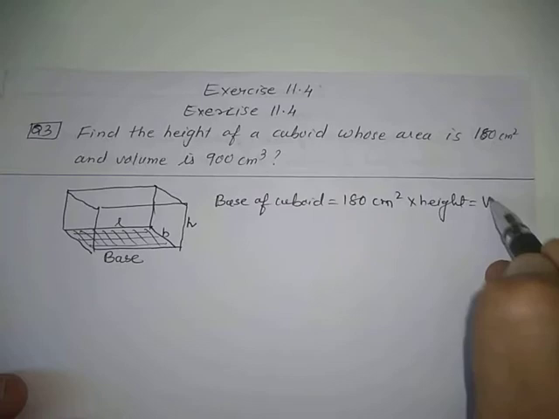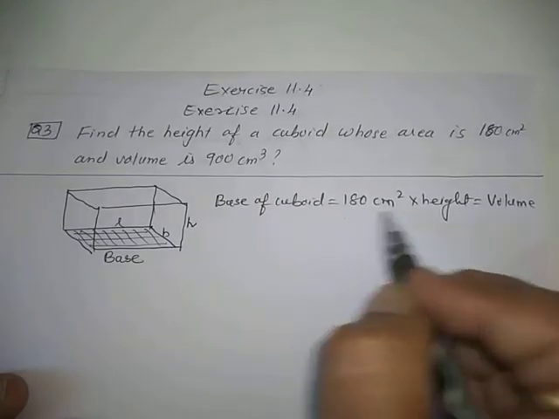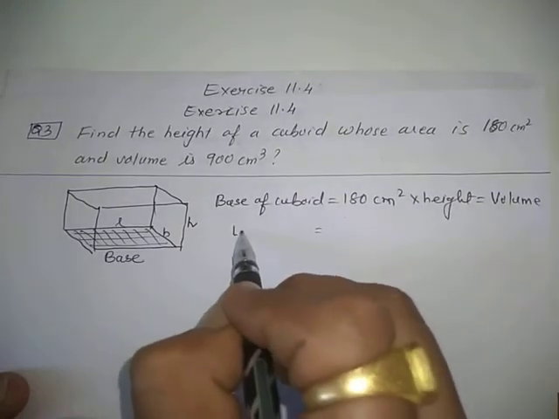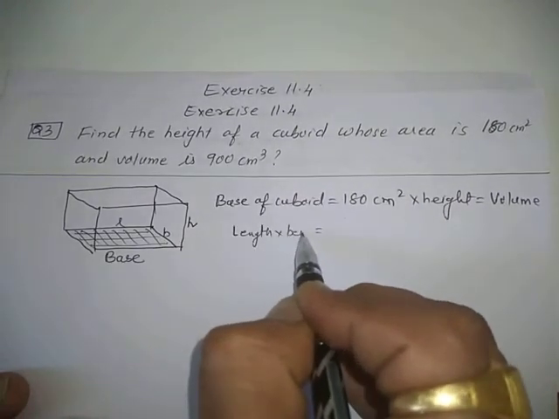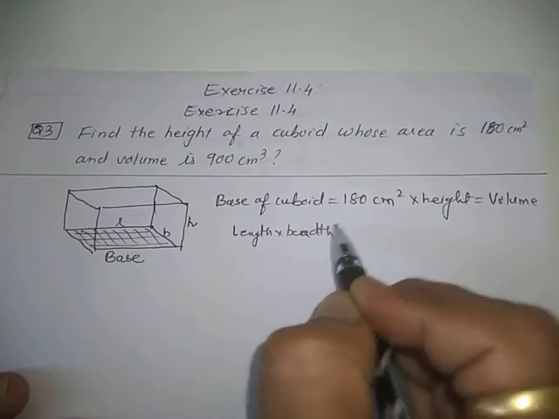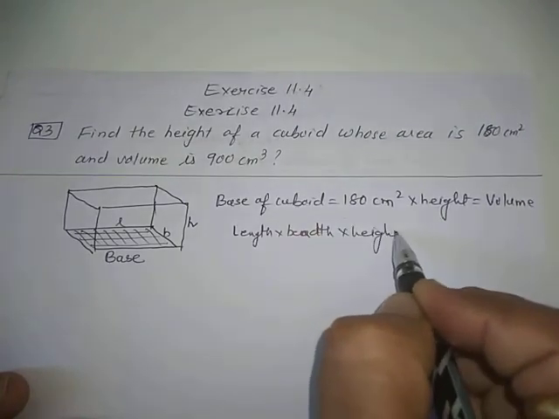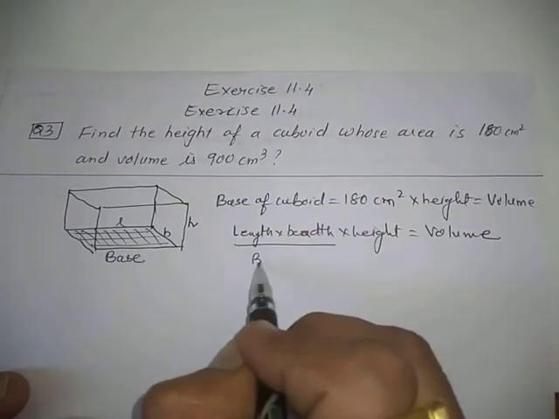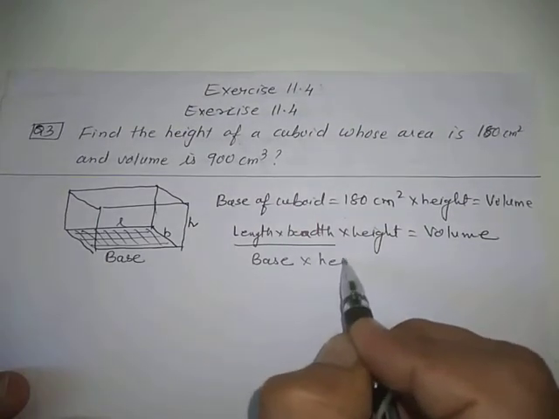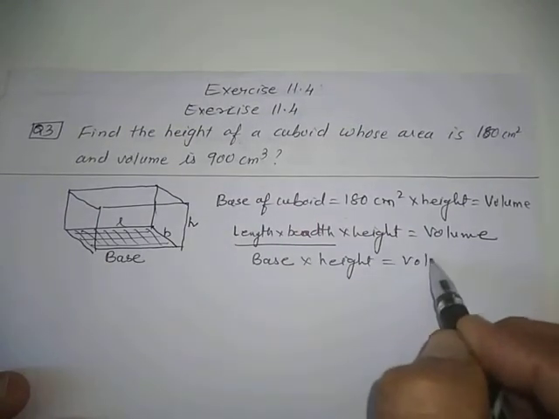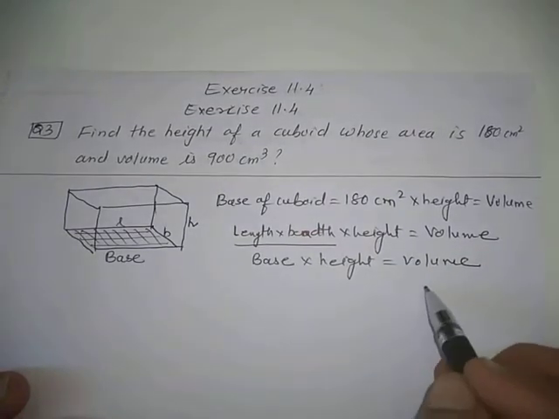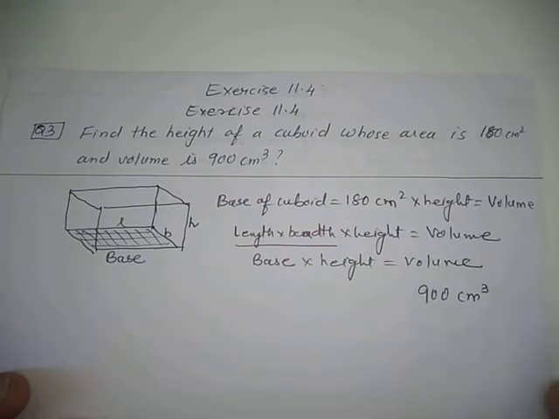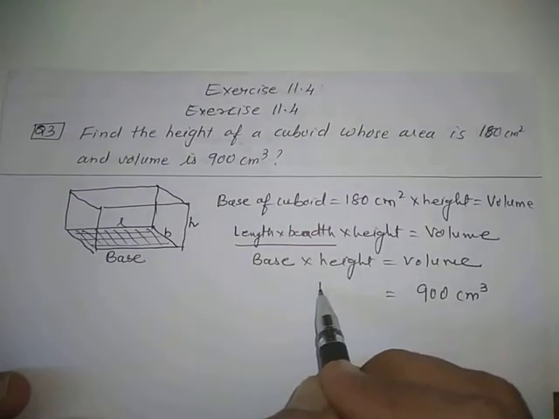If we multiply this with height, we will get volume. Base is equal to length into breadth, into height. It is volume, and this together, length into breadth, that will form the base, multiplied by height is equal to volume. Volume they have given 900 centimeter cube.